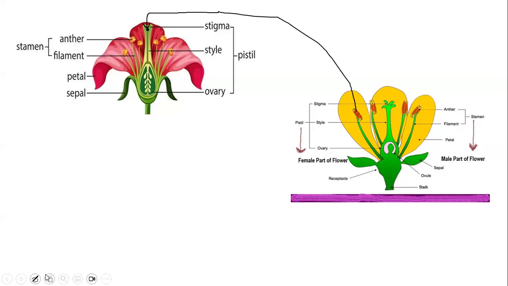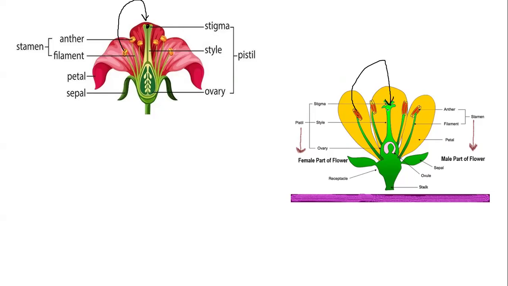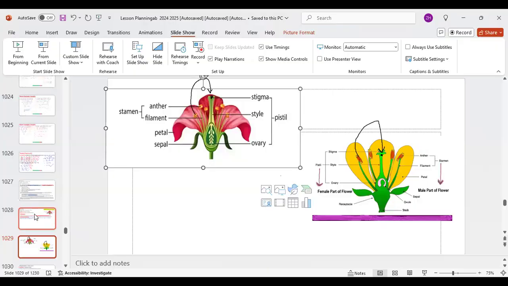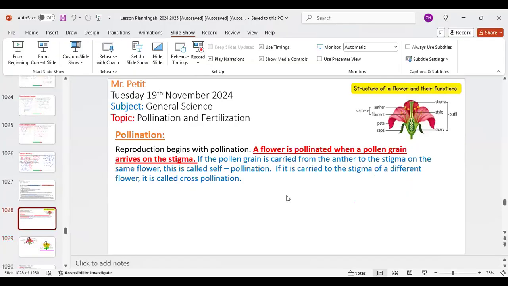Good. Now, what is self-pollination? That's like when plants pollinate by themselves. So when pollen grains from the same plant goes to the stigma of the same plant. Again, when the pollen grains from the same plant goes to the stigma of the same plant, that's what we call self-pollination. Do you all understand that? Yes, sir. So if pollen grain is carried from the anther to the stigma of the same flower, it's called self-pollination. If it's carried to the stigma of a different plant, it's called cross-pollination.